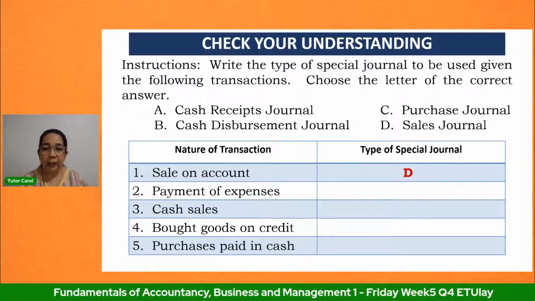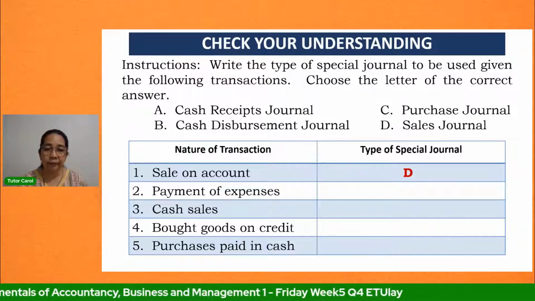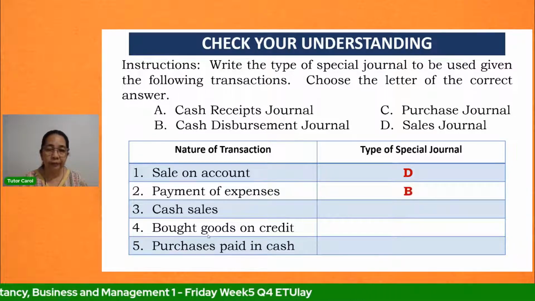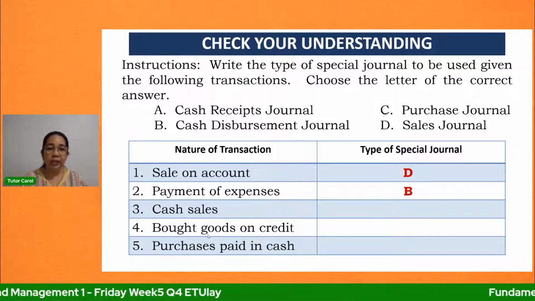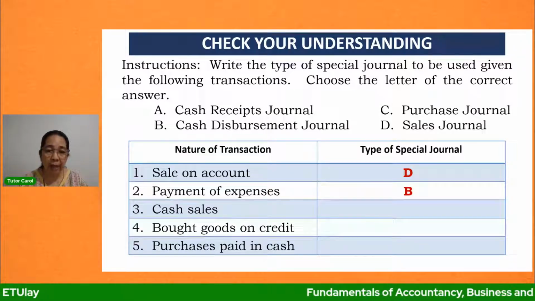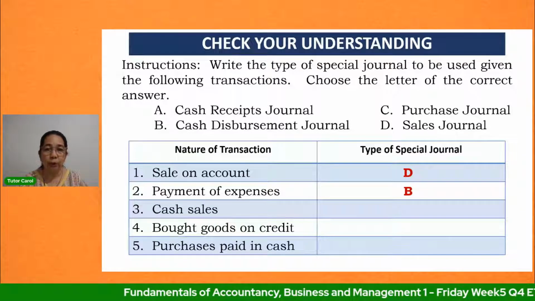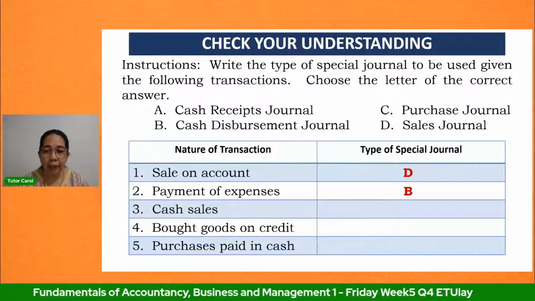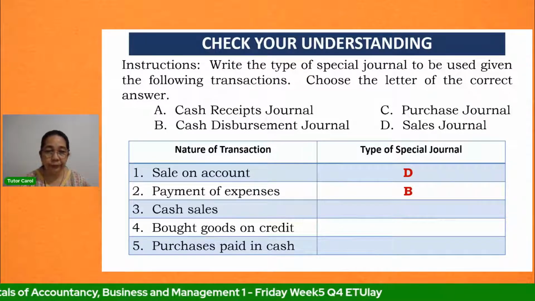Okay, so let us reveal the answer. It's letter B, cash disbursement journal. Kasi cash out to eh. Nagbayad ka, di ba? So, lalabas ang pera sa'yo. So, cash disbursement journal. Number 3. Okay, cash sales.